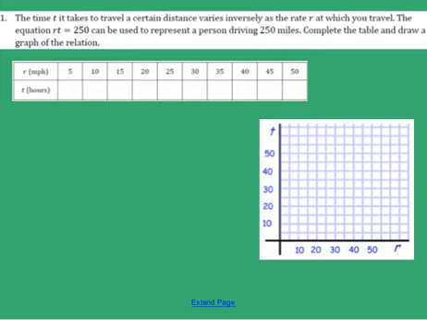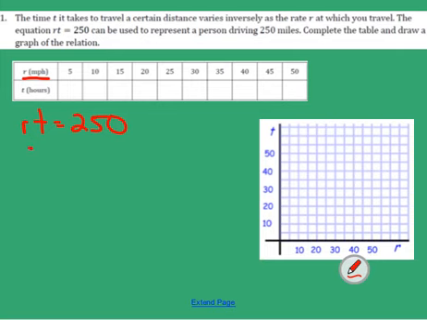So let's look at this. The time it takes to travel a certain distance varies inversely as the rate r at which you travel. The equation RT equals 250 can be used to represent a person driving 250 miles. Complete the table and draw a graph of the relation. So this equation RT equals 250, well, it says right here, R is miles per hour. So that's the rate, and T is the time in hours.